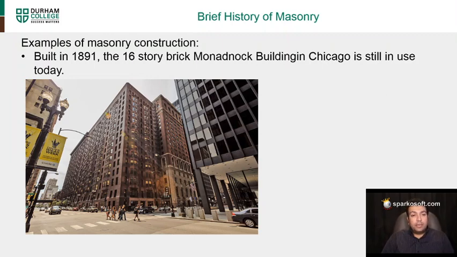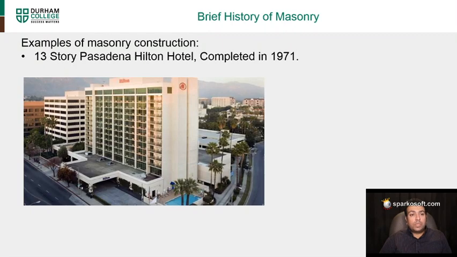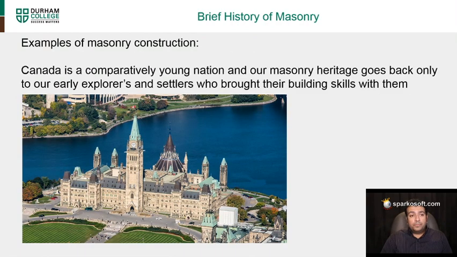Here you can see a 16-story brick building, which is a hotel. This was all built in masonry. You also have hotels in Pasadena. It was built in 1971. This is a 13-story masonry construction.